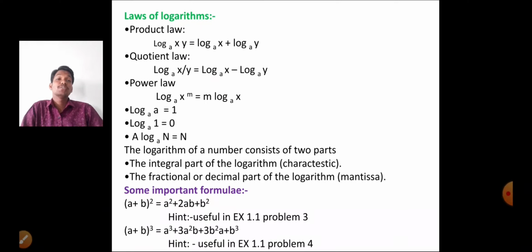The logarithm of a number consists of two parts. The integral part of the logarithm is the characteristic, and the decimal part of the logarithm is the mantissa.